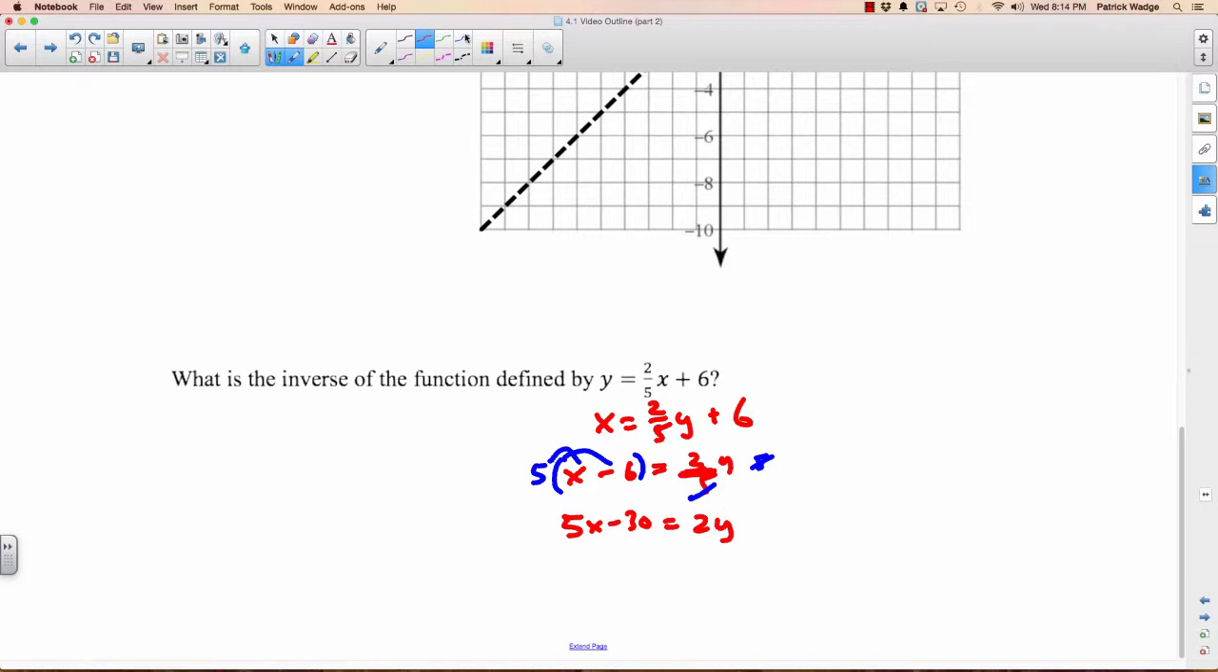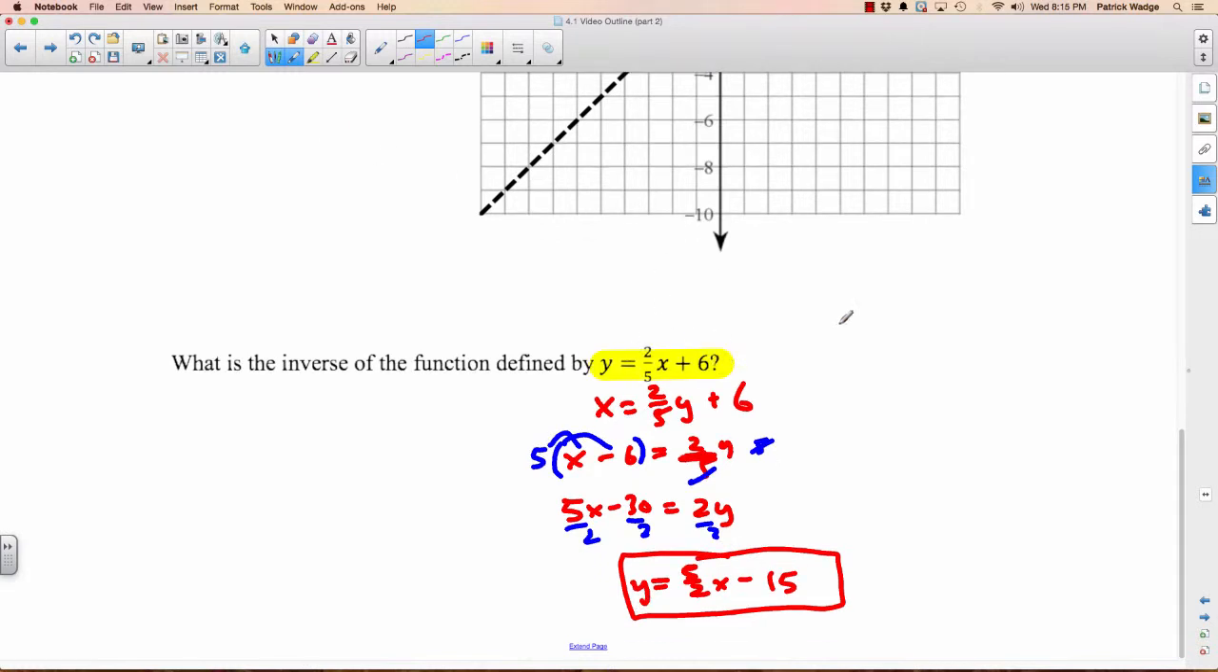And since that's 2 times y, what I'll do is divide by 2, divide by 2, divide by 2. So I'm left with just a y equals 5 over 2 x minus 30 over 2, and 30 over 2 is 15. There you go, that's the inverse.